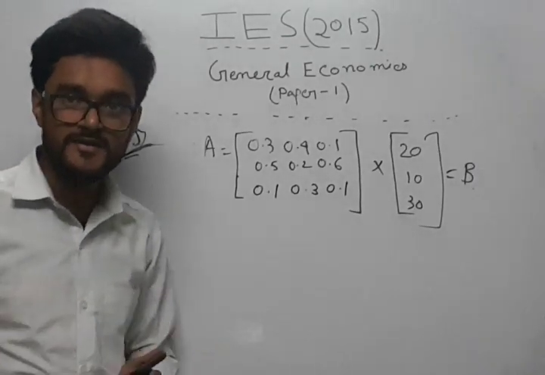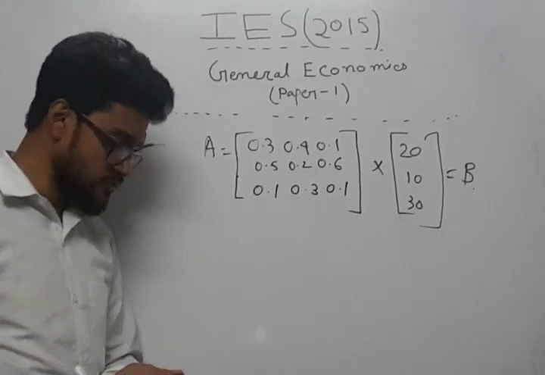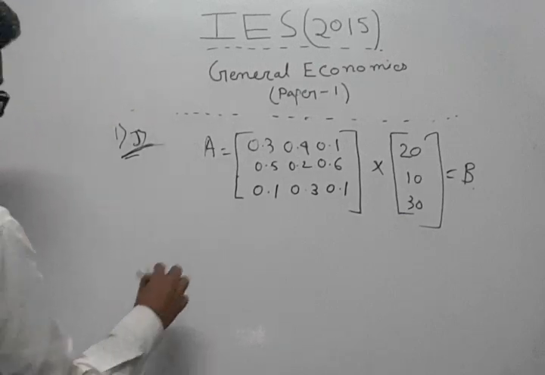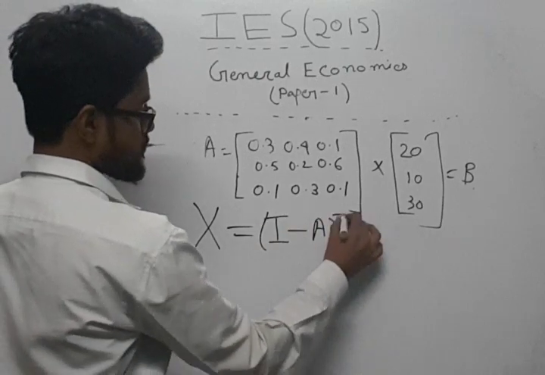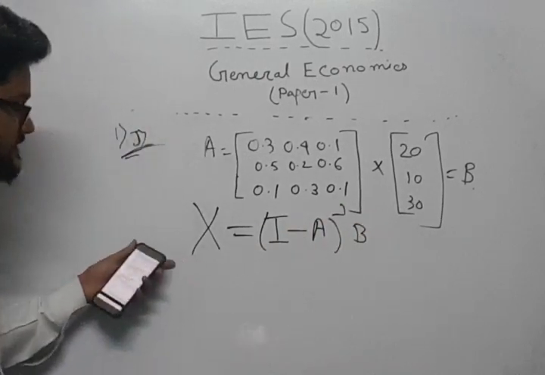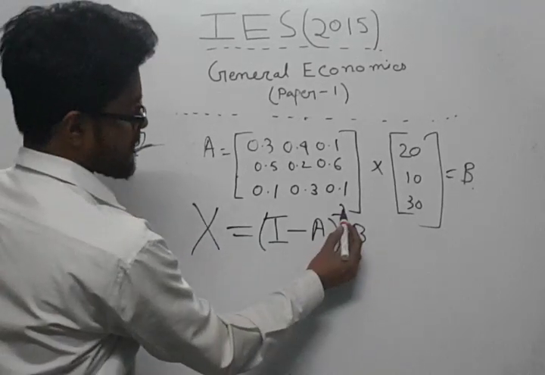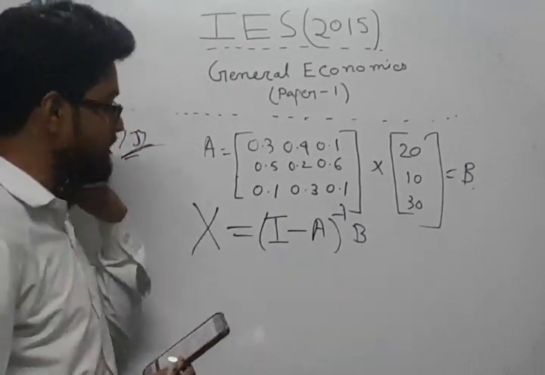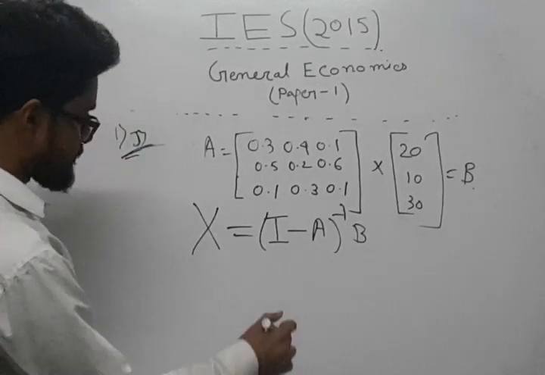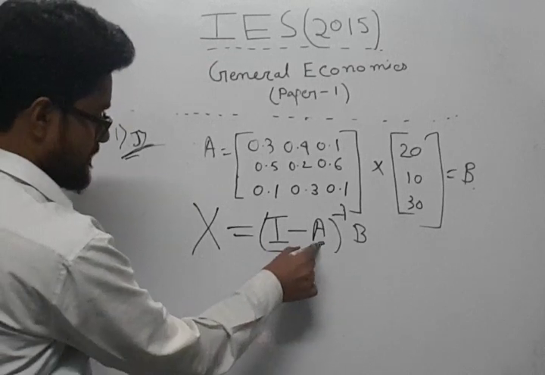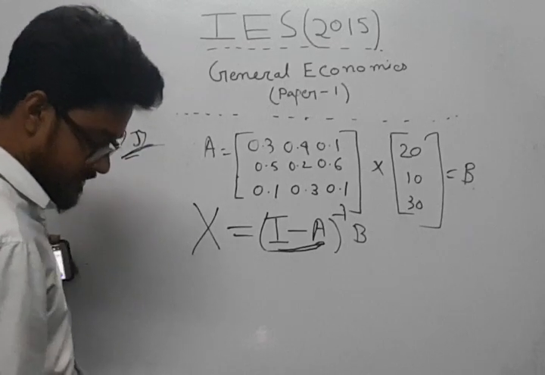Now you have to find the values of x1, x2 and x3. In order to find x1, x2, x3, we know that x equals (I minus A) to the power minus 1 into B. Now how do we find the value of x from here? For that, first we have to find what is I minus A. Now I minus A goes like this.